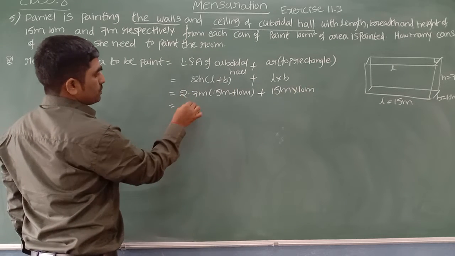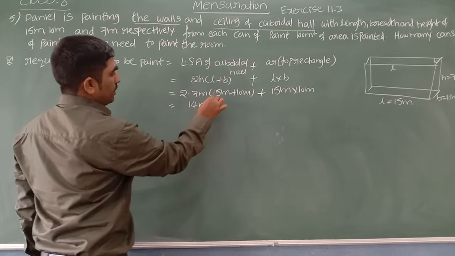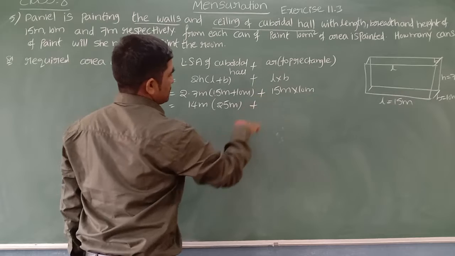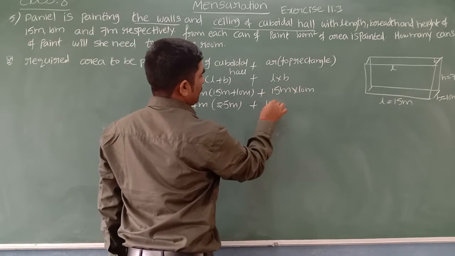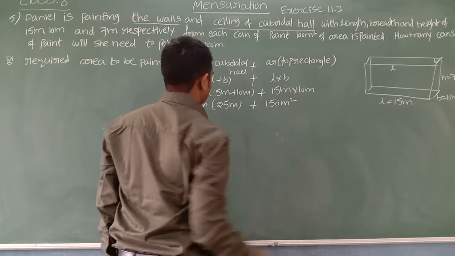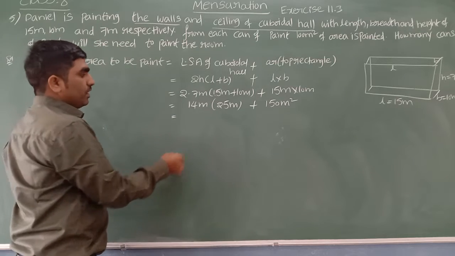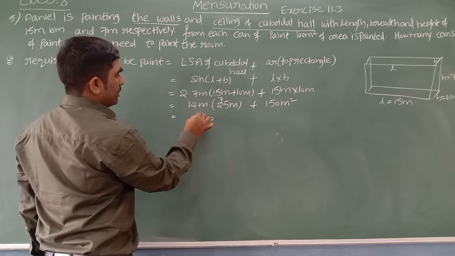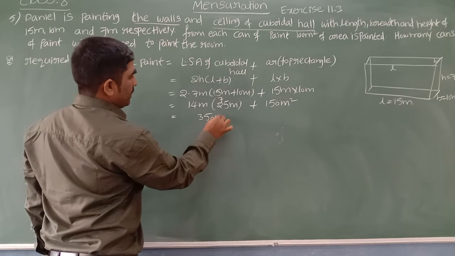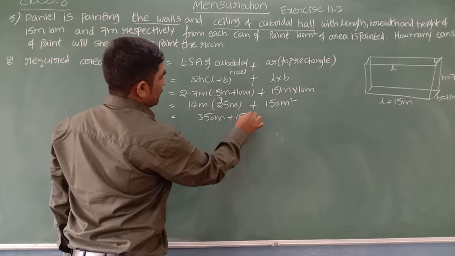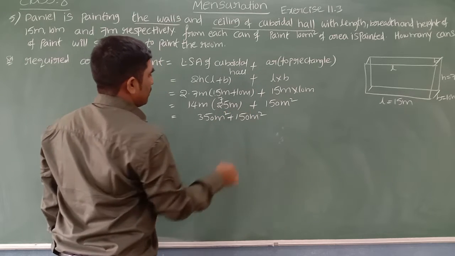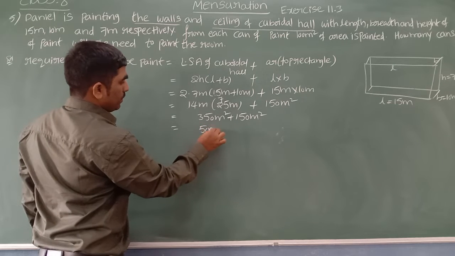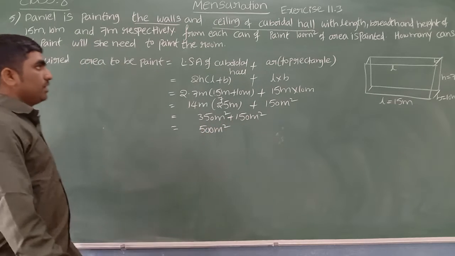Dot means into here. 2 sevens are 14. 14 meter into (15 plus 10), 25 meter, plus 15 into 10, 150 square meters. Simplify this. 14 fives are 70, 0 and 7 carry. 14 twos are 28 plus 7, 35. 350 meter square plus 150 meter square, which is equal to how much? 300, 400, 500. 500 square meters.